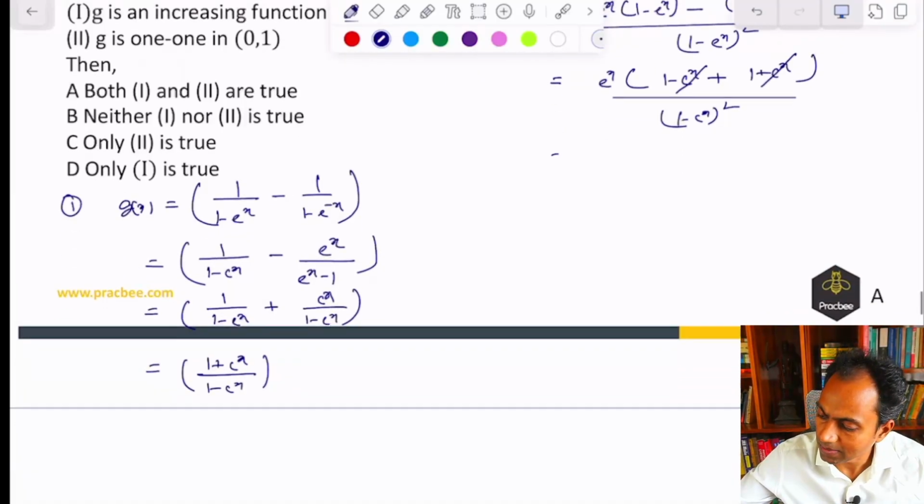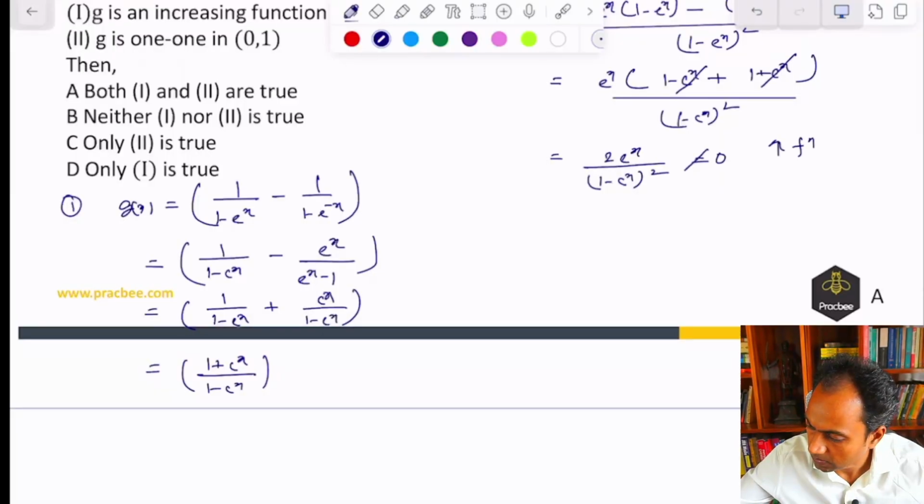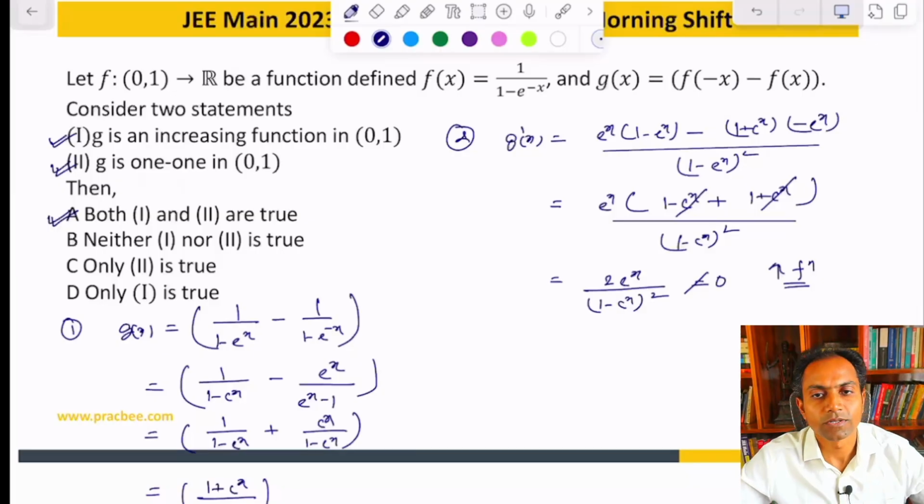You can see that this comes out to be 2 times e raised to the power x by 1 minus e raised to the power x whole square. You can see that this will never be equal to 0, and hence it is an increasing function. So now what they are saying is this is increasing between 0, 1. So this statement becomes true. The increasing functions are also 1, 1. The second statement is also true. So A option comes out to be correct. Both 1 and 2 are true.